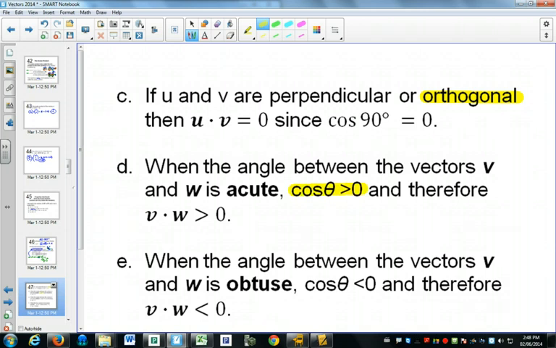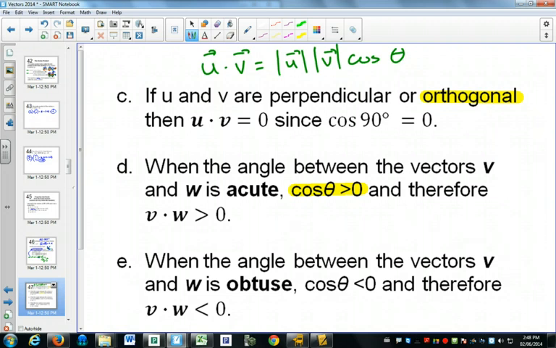Remember, just write it up here again, u dot v is equal to the length of u times the length of v times cos of theta. Because cos is positive in quadrant 1 and cos is negative in quadrant 2, if the dot product is positive, you know that it's an acute angle, because the length of u and length of v, since those are lengths, will always be positive. And if all of a sudden you have cos less than 0, in other words, if the dot product is less than 0, you'll know that you have a bigger angle, that you have an obtuse angle between them.